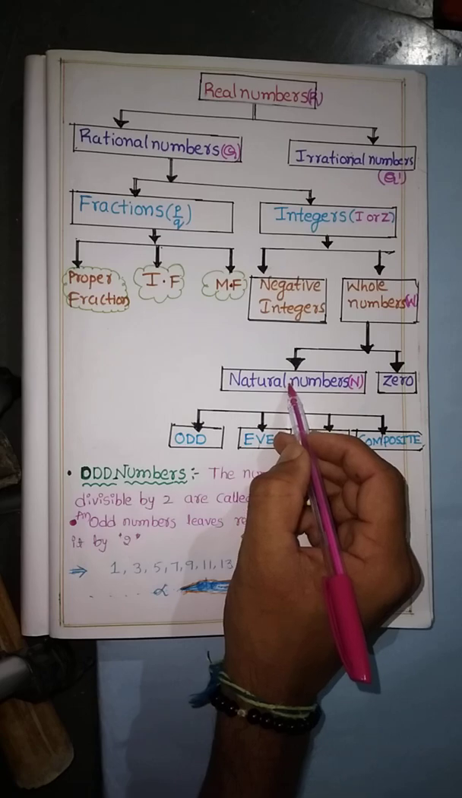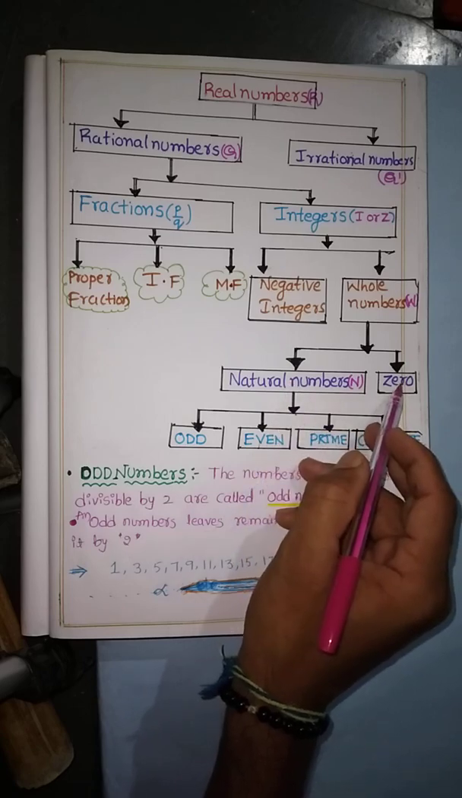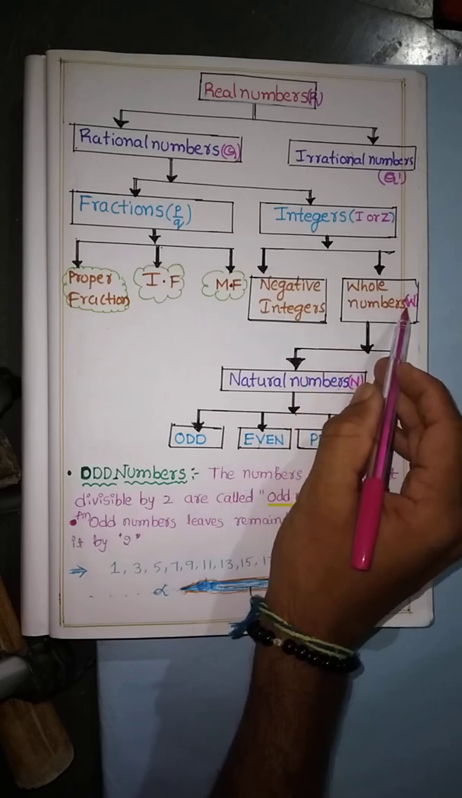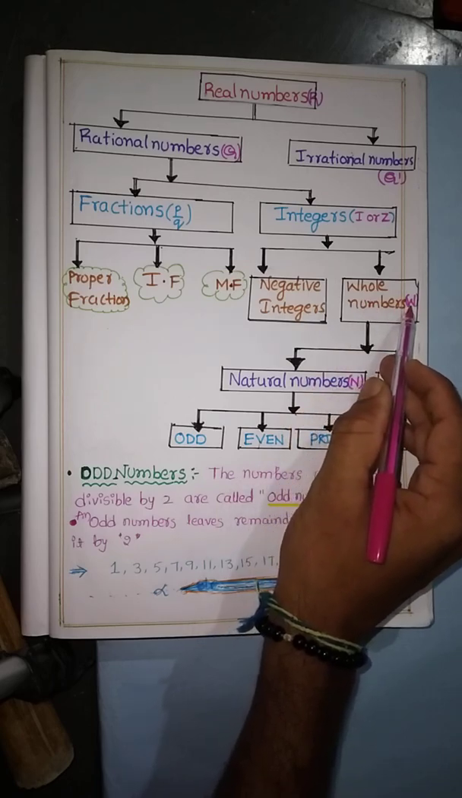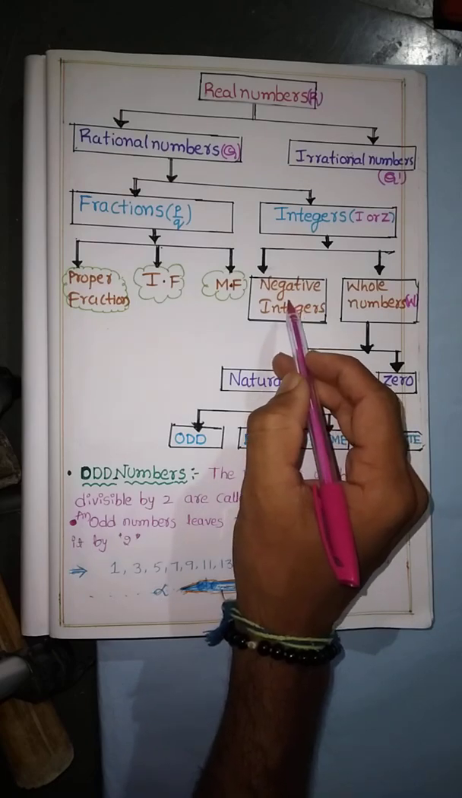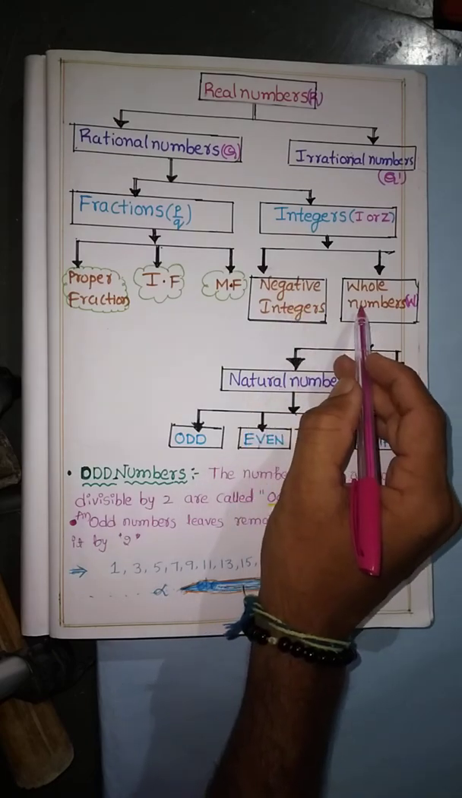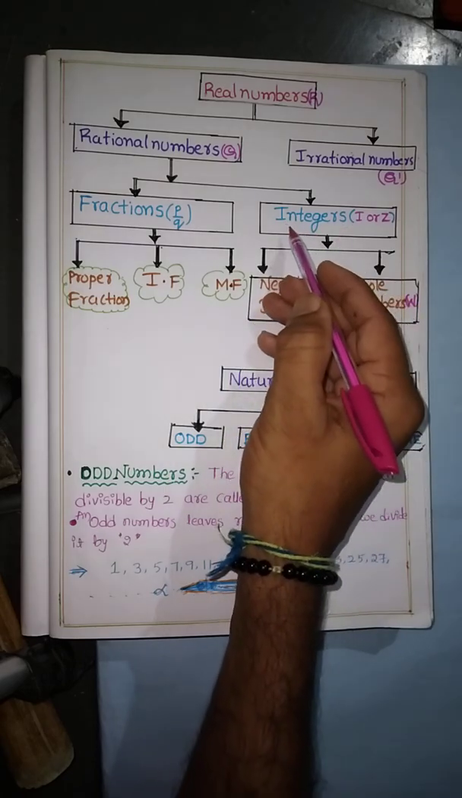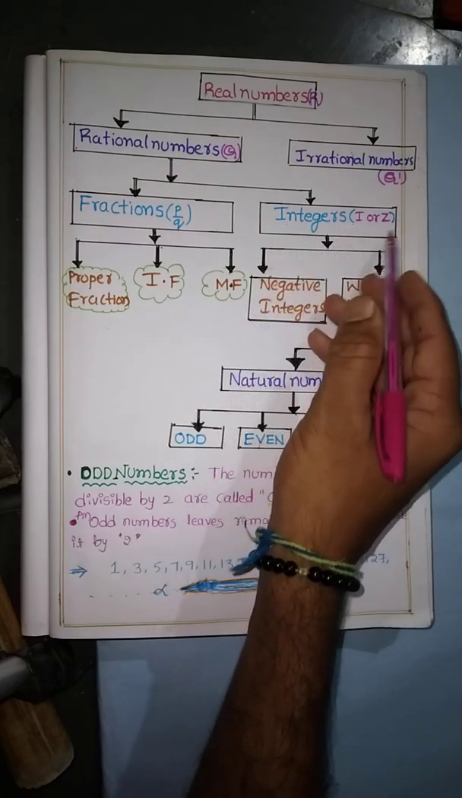The combination of natural numbers and zero together is called whole numbers. Whole numbers are denoted or represented by W. Then integers: the collection of negative integers and whole numbers together is called integers. Generally, integers are denoted by I or Z.